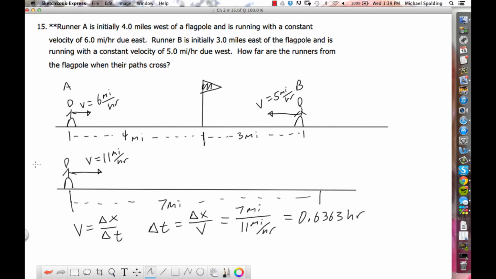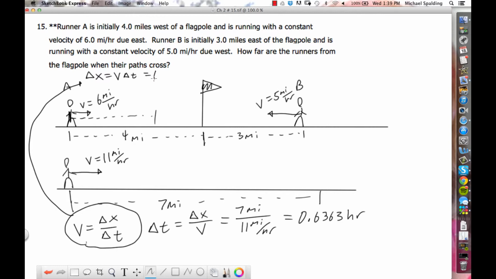So now, go back up here. How far does person A travel in 0.63 hours? Let's calculate how far he will travel. So we take our velocity equation, and we're solving for delta x. So delta x is going to be v times delta t. So his velocity is 6 miles per hour for a time of 0.6363 hours. So person A travels 3.8 miles.